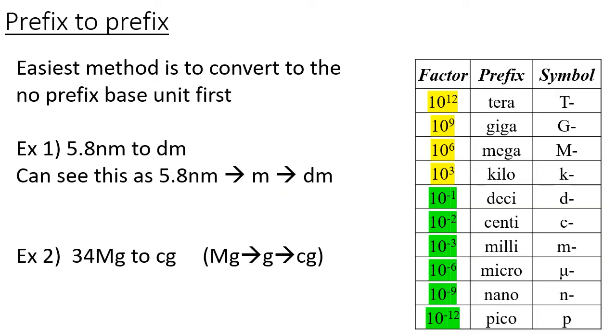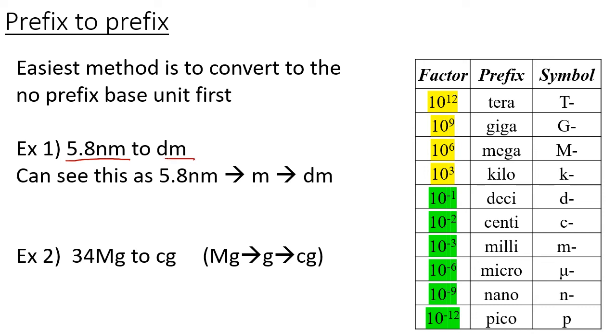Okay, so the last thing I want to talk about is what I call a prefix to prefix. And the easiest method to use is to convert to what I call the no prefix base unit. So if I'm looking at example 1 here, I want to convert 583 nanometers to decimeters.